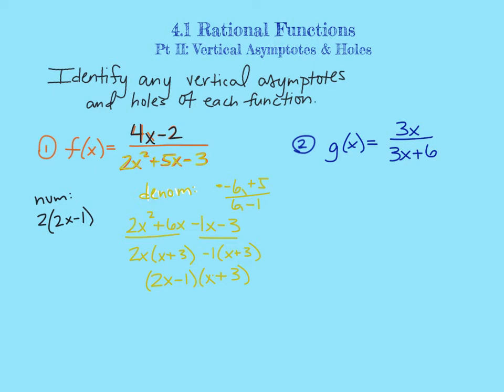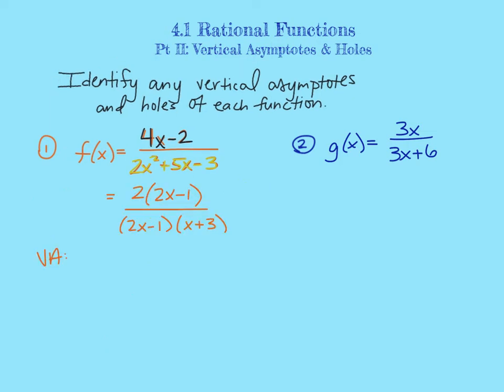All right, rewriting with our new numerator and denominator both factored. Our numerator is 2 times the quantity 2x minus 1. And our denominator is 2x minus 1 and x plus 3. Now we can clearly see that there are two values that will make our denominator 0, x equals 1/2 and x equals negative 3. Now the x equals 1/2, that comes from a factor that can cancel top to bottom.